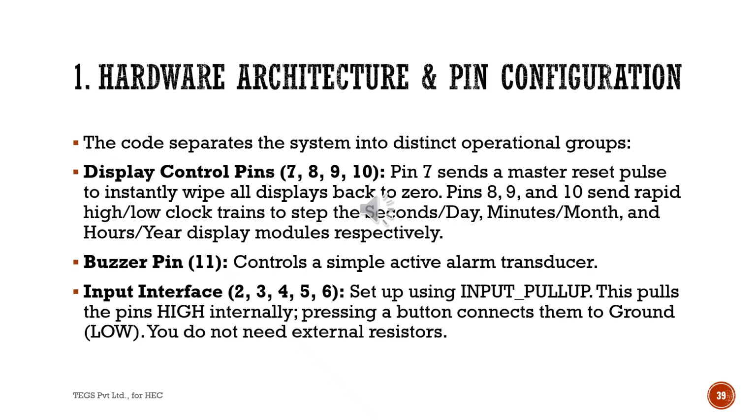Hardware architecture and pin configuration. The code separates the system into distinct operational groups. Display control pins 7, 8, 9, 10. Pin 7 sends a master reset pulse to instantly wipe all the displays back to 0. Pins 8, 9, 10 send a rapid high-low clock train to step the second, minute, and hour display modules respectively. Buzzer pin 11 controls the simple active alarm transducer.